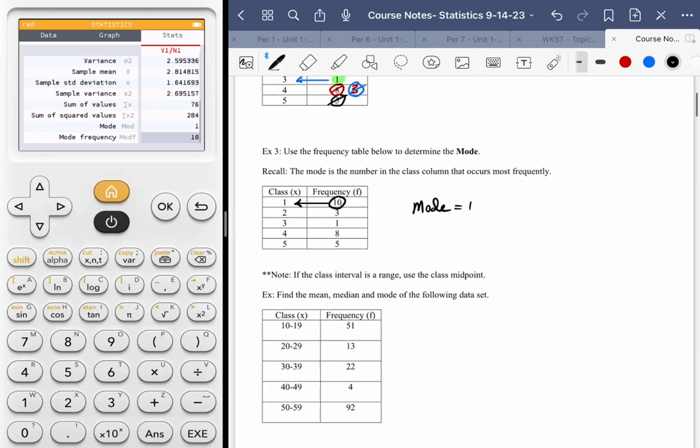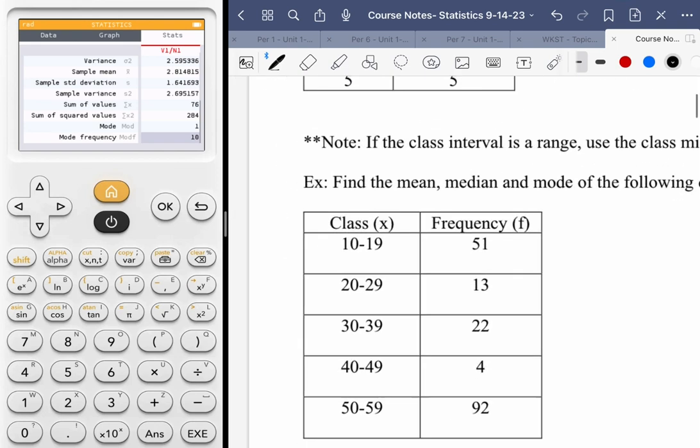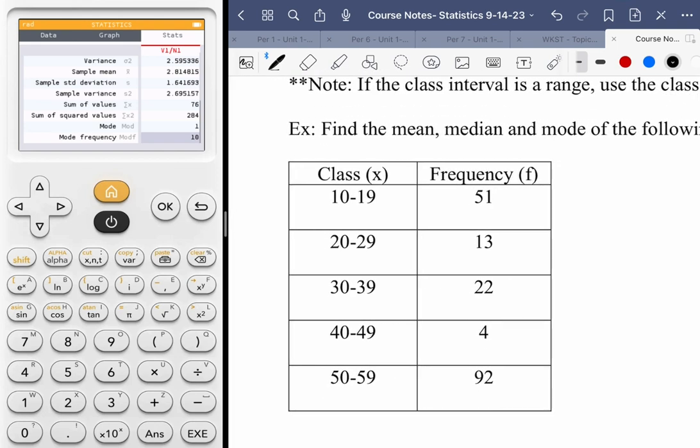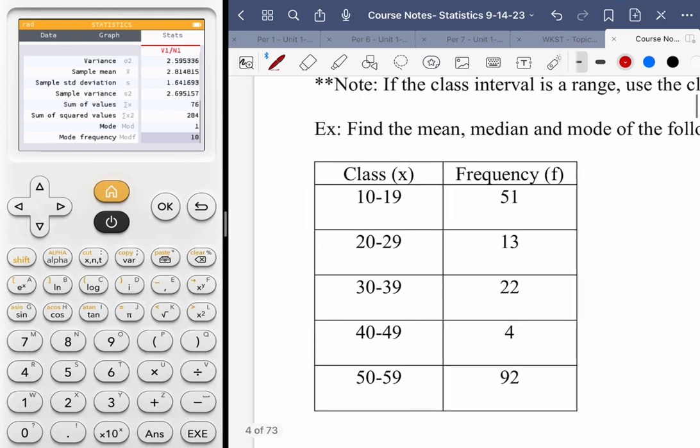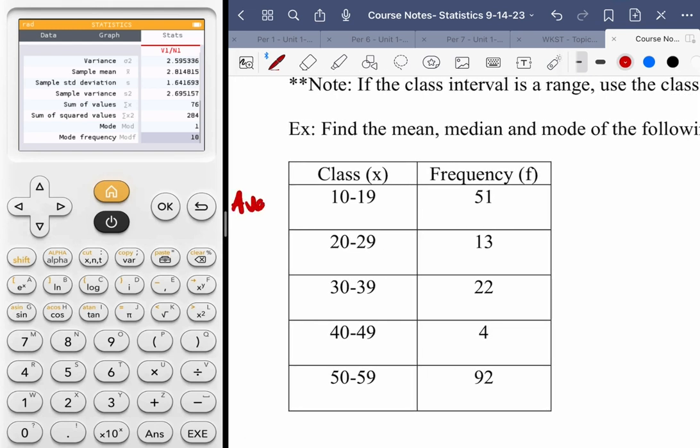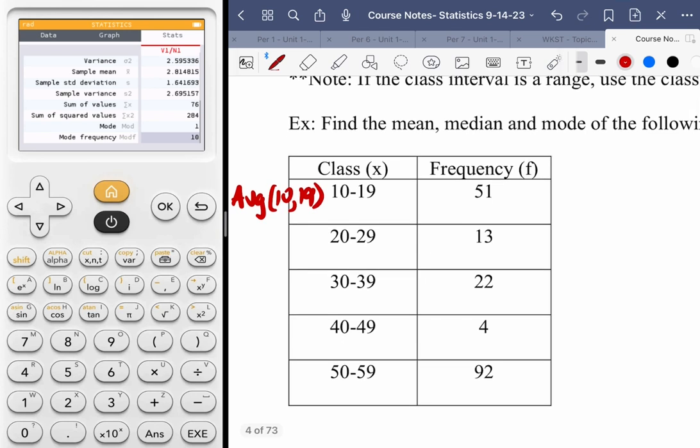All right. Sometimes you're given an interval. If you're given an interval, you want to find the class midpoint. So I want to average. I'll just make a little note here. Average AVG of 10 and 19. All right. And then I would do the same thing for 20, 29, 30 to 39, 40 to 49, and so on. All right. So if I average 10 and 19, I get 14.5. If I average 20 and 29, I get 24.5, then 34.5, 44.5, and 54.5.